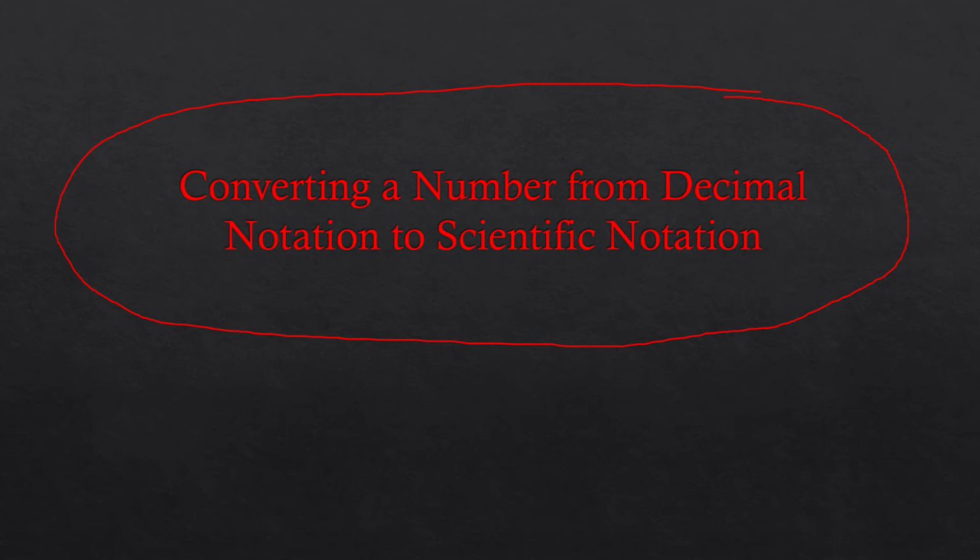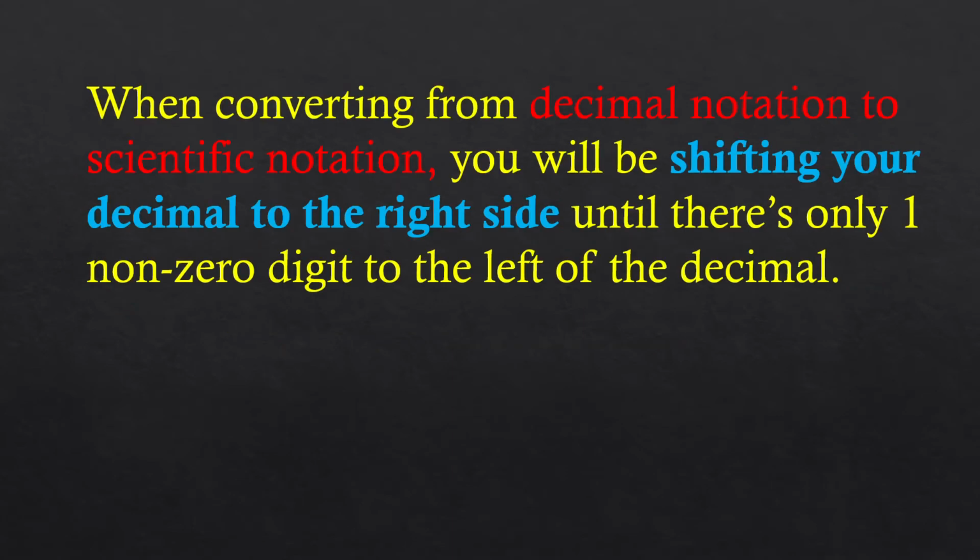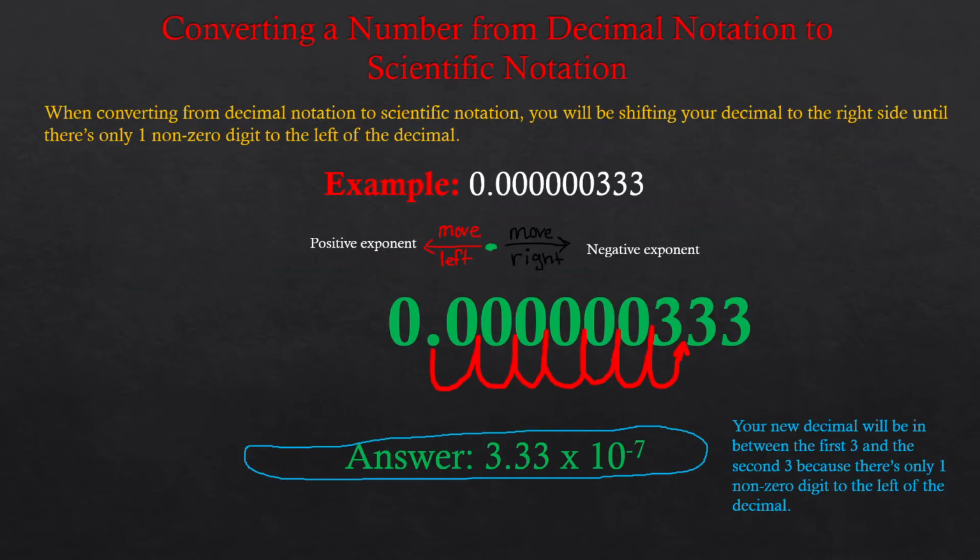Okay, in this video, you're going to learn how to convert a number from decimal notation to scientific notation. When converting from decimal notation to scientific notation, you will be shifting your decimal to the right side until there's only one non-zero digit to the left of the decimal. Here's our given example.